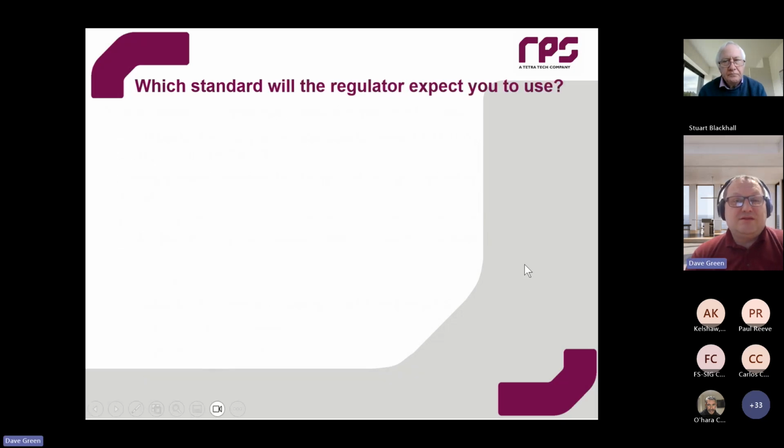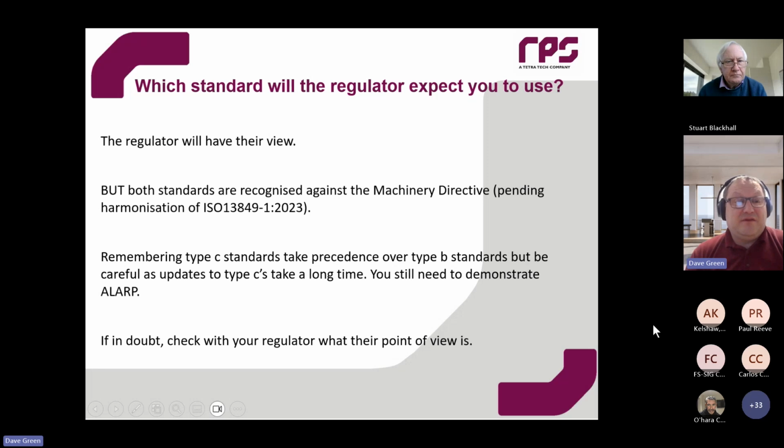And what will the regulator expect you to use? Well, they will have their view, but both standards are recognised against the machinery directive, noting the pending harmonisation of 2023. And again, don't forget those Type C standards taking precedence over Type B standards, but be careful because Type Cs take a long time to update.